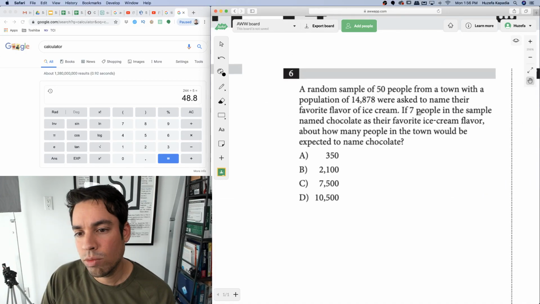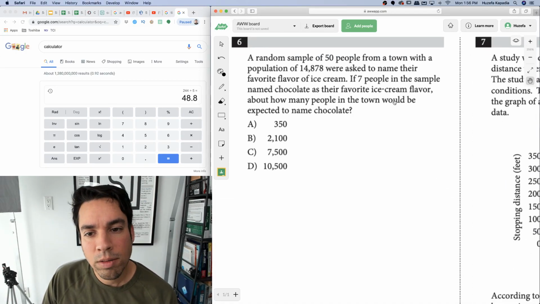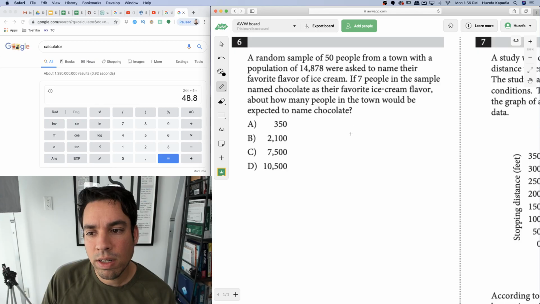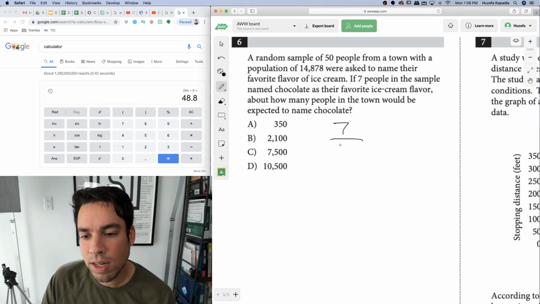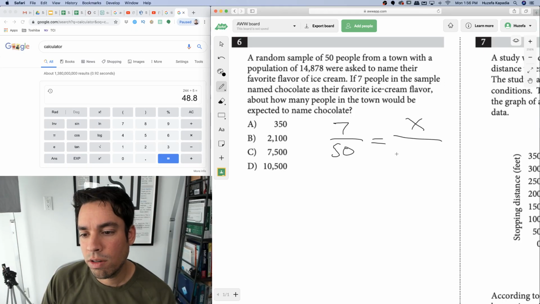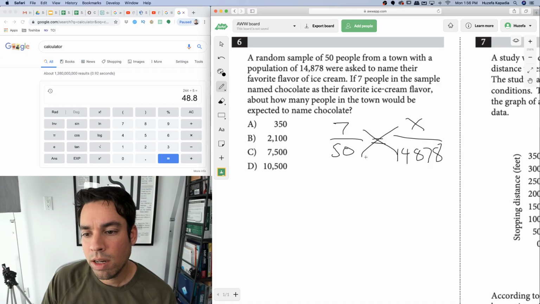Okay, next, number 60. A random sample of 50 people from a town with a population of 14,878 were asked to name their favorite flavor of ice cream. 7 of the people named chocolate. How many people in the town would you expect to name chocolate? So 7 out of 50 is equivalent to X out of 14,878. And then we can cross multiply.